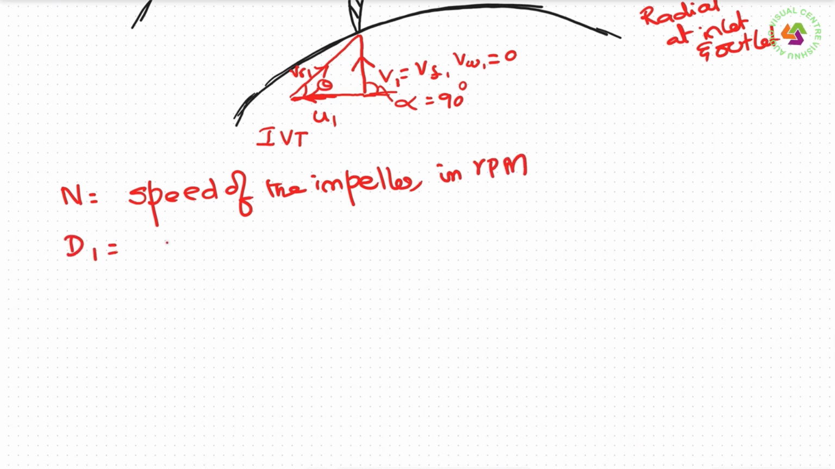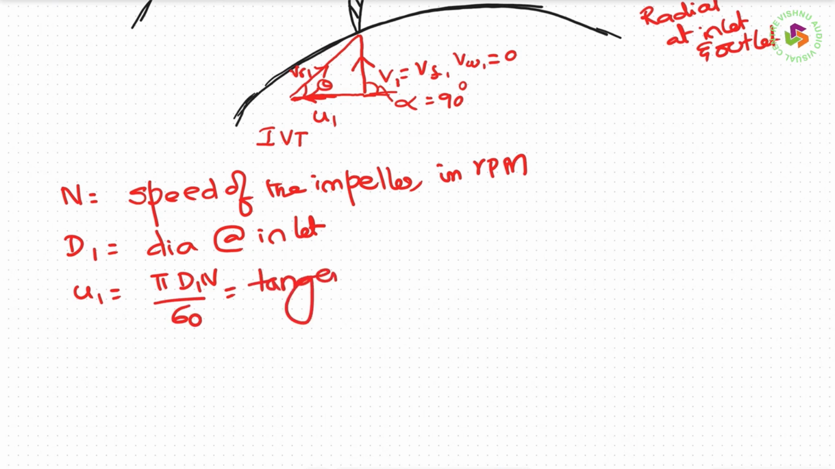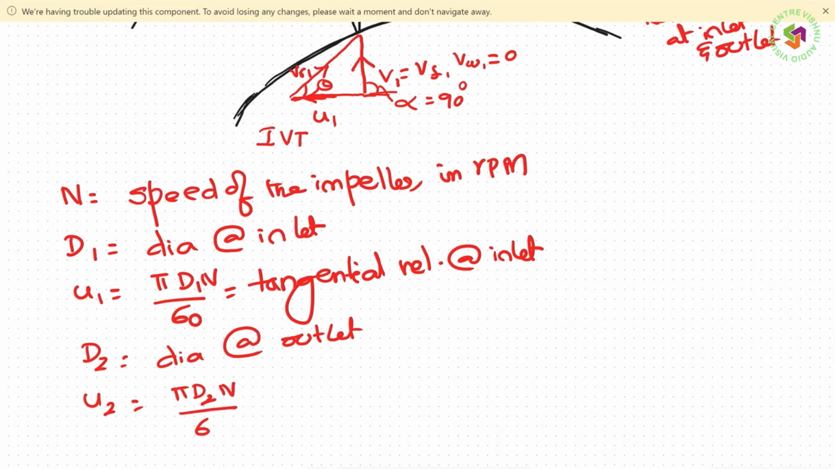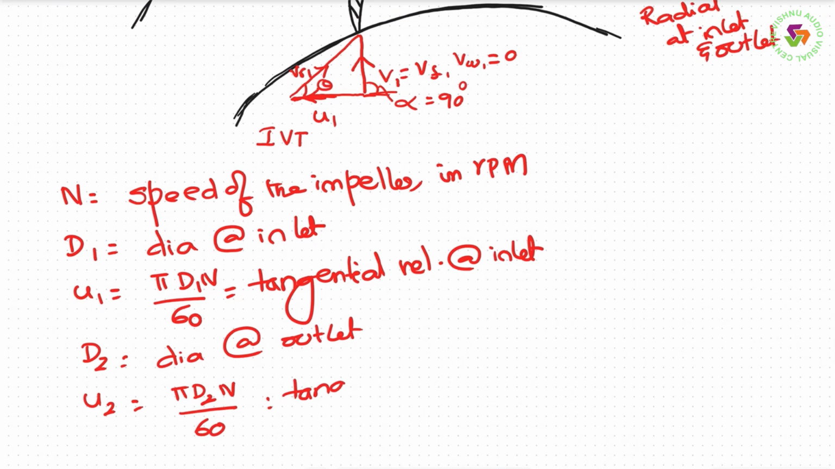D1 is equal to diameter at inlet. So U1 is equal to pi D1 into N by 60, right? This is equal to the tangential velocity at inlet. Then D2 is equal to diameter at outlet and U2 is equal to pi D2 into N by 60, the tangential velocity at outlet.